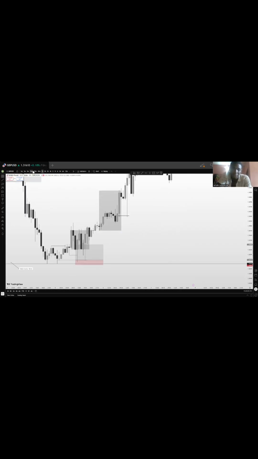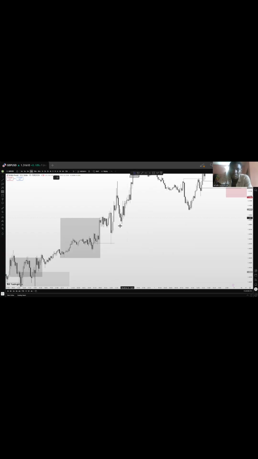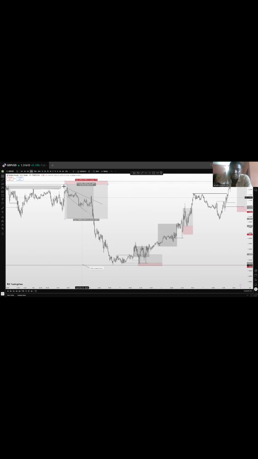I had my entry from there, but I entered with candlestick confirmation, mind you. Let me show you guys where I entered from. So I entered from here. Stop loss was around here, and my TP was this high. But I saw this liquidity, I had to come and take out. So this was my take profit, right?